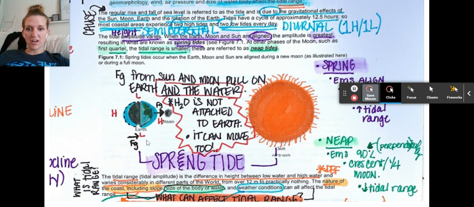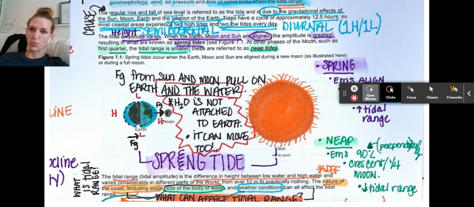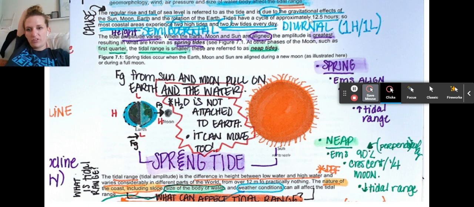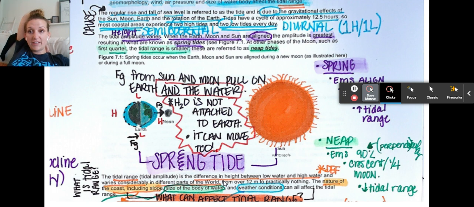Okay, and so at the bottom, this is where it says, how can wind, the shape of the coastline, air pressure, and the size of water affect your tidal range? So how far it goes. So tidal range, and that's this bottom part, or tidal amplitude, its height, is subtracting the difference between your low water and high water. This will vary considerably in different parts of the world.